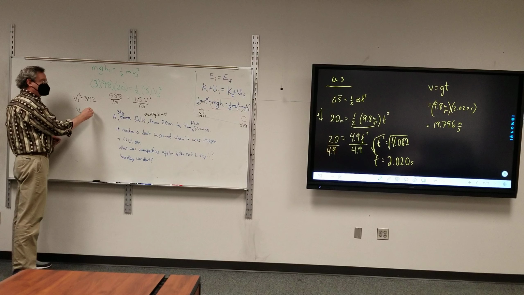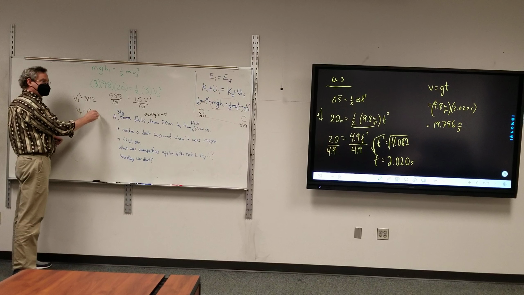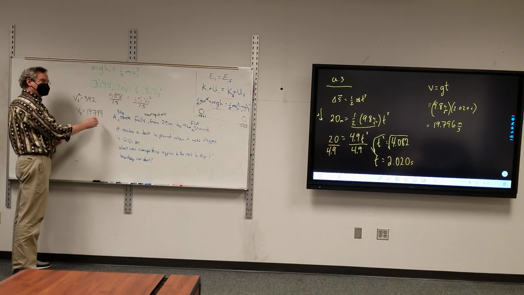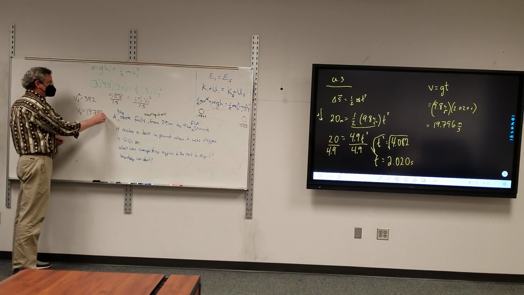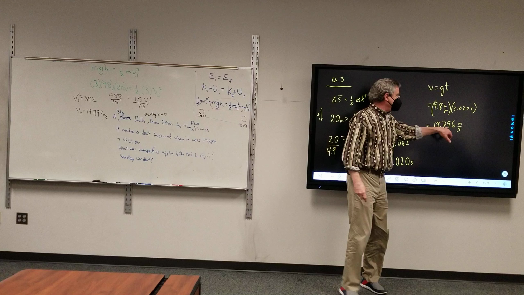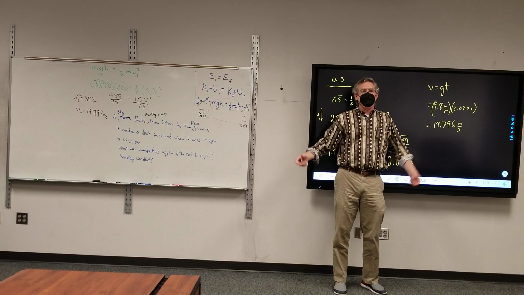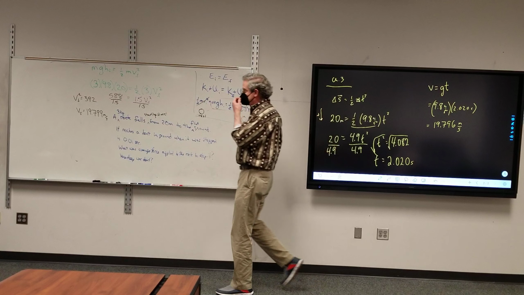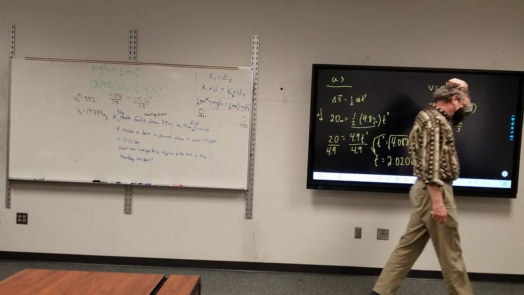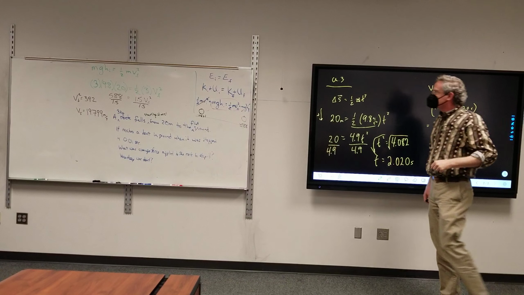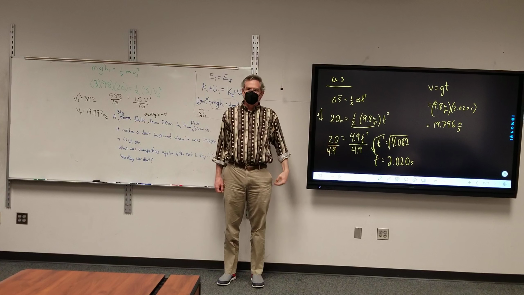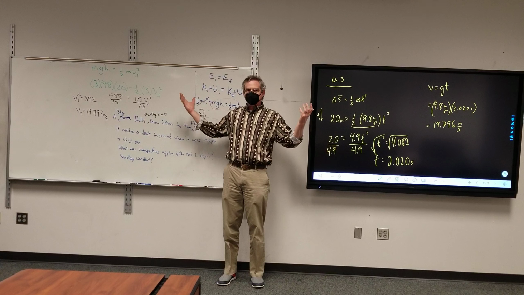So 19.799 meters per second. Here we go. When we did it this way over here, we had 19.796, 799. I hope you recognize that rounding difference. But we get the same answer, or at least close enough for physics. Chapter 3 or chapter 7 get the same answer.